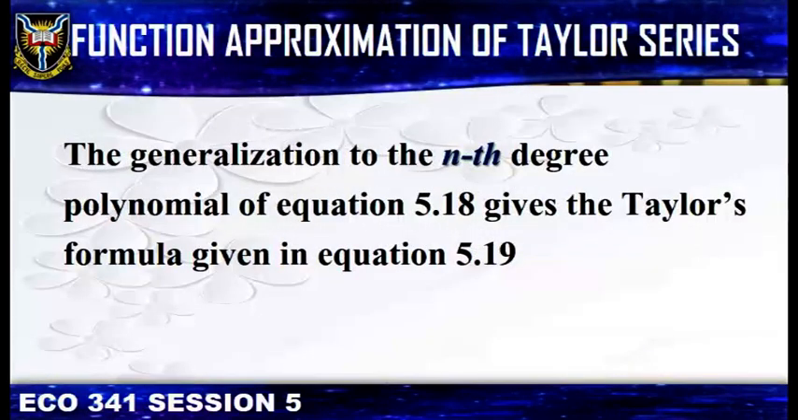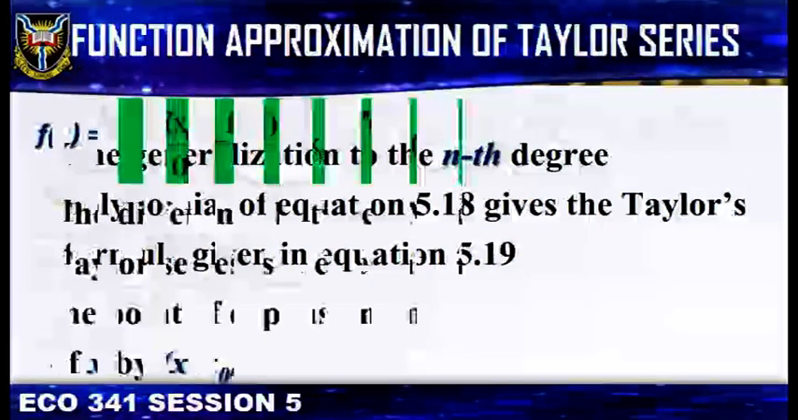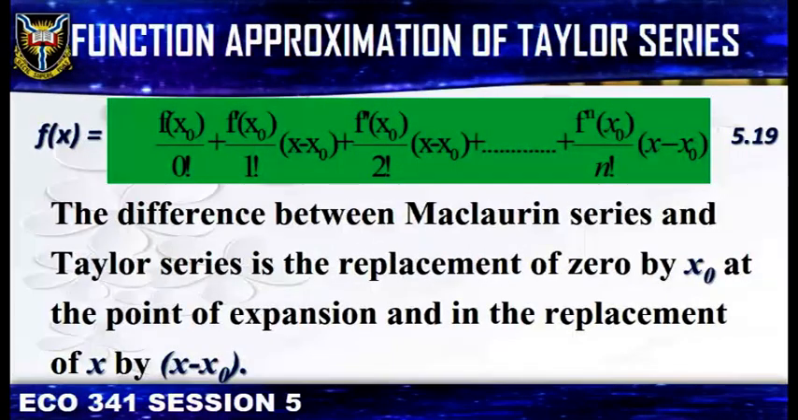The generalization to the nth degree polynomial of equation 5.18 gives the Taylor's formula given in equation 5.19. f(x) is given according to the equation. The difference between Maclaurin's series and Taylor's series is the replacement of 0 by x₀ at the point of expansion and the replacement of x by x minus x₀.